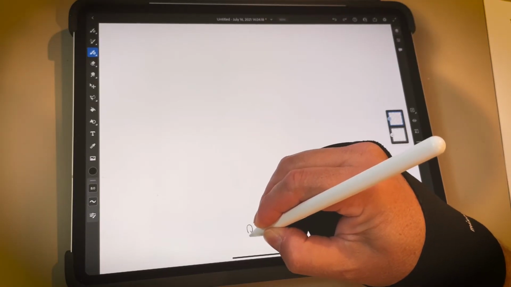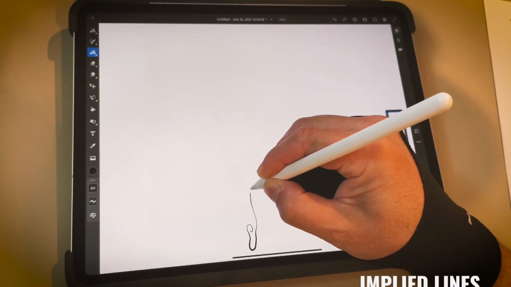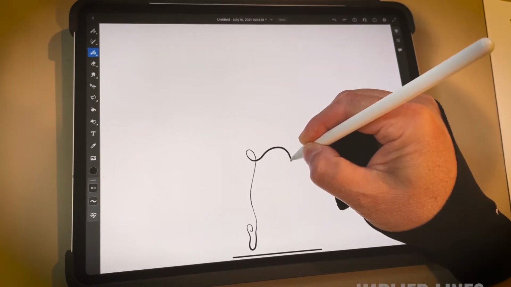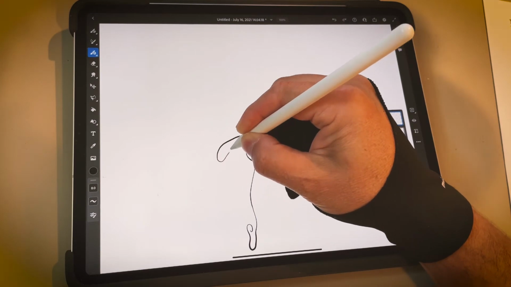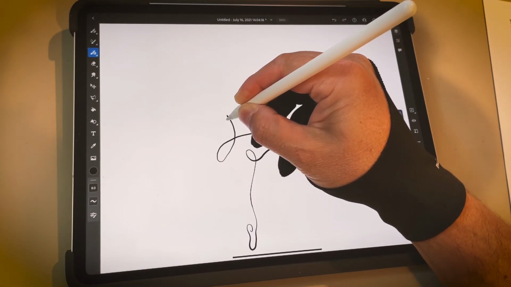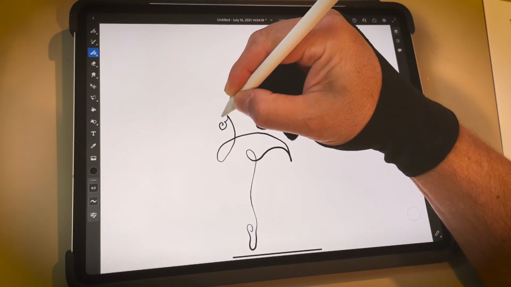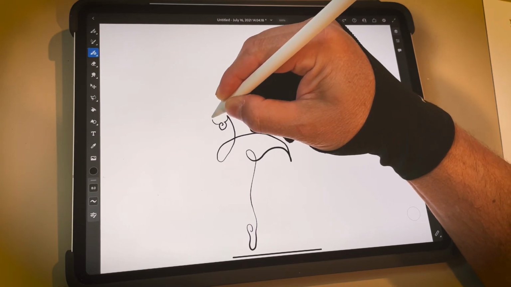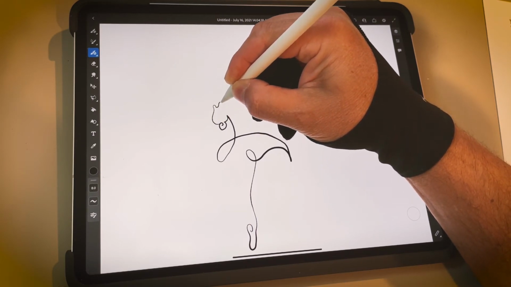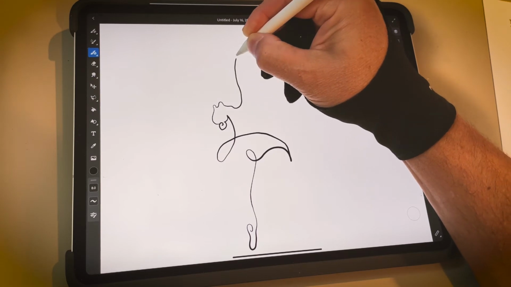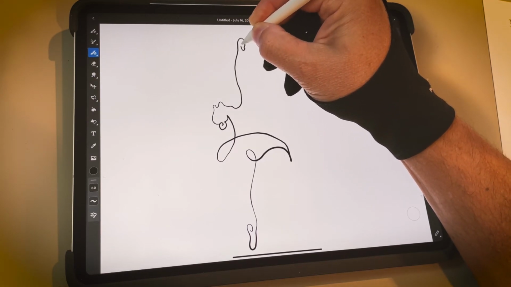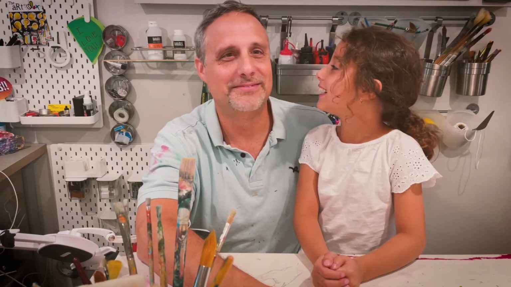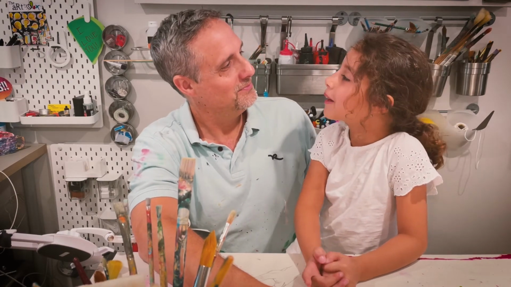Sometimes artists utilize what are called implied lines. One instance is when some lines are totally missing, like this drawing of a ballerina, where I play with negative spaces and then allow your mind to fill in the blanks of the implied lines and complete the image as a whole.